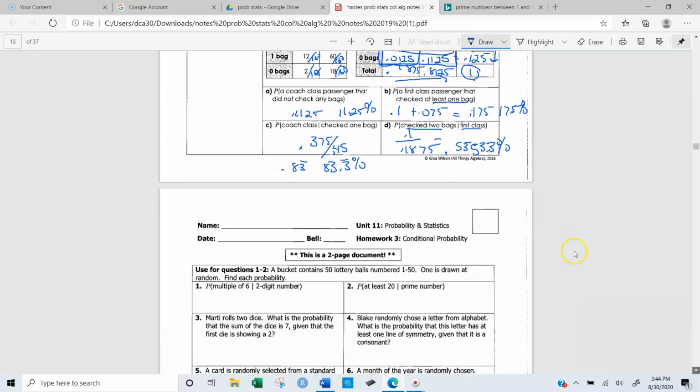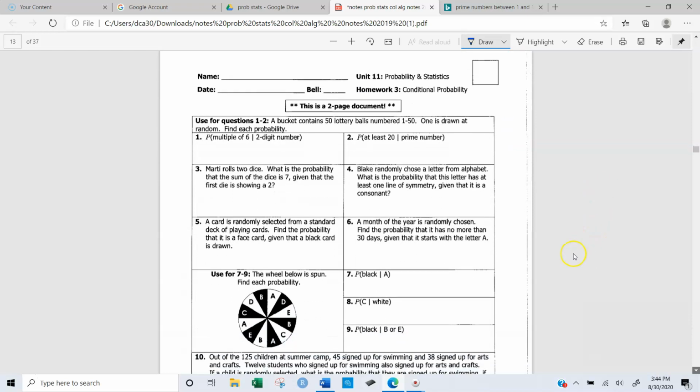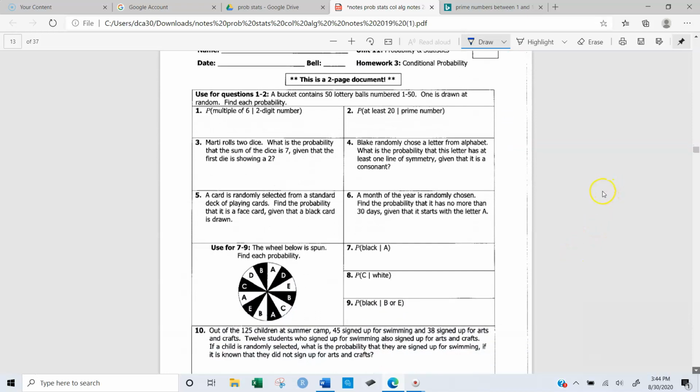All right, you lottery ball 1 out of 50. This is your homework. I hope you do well.